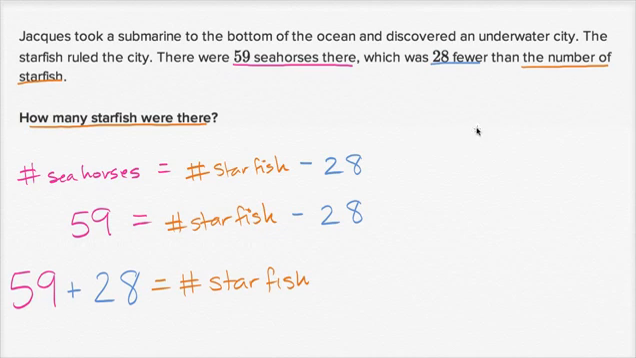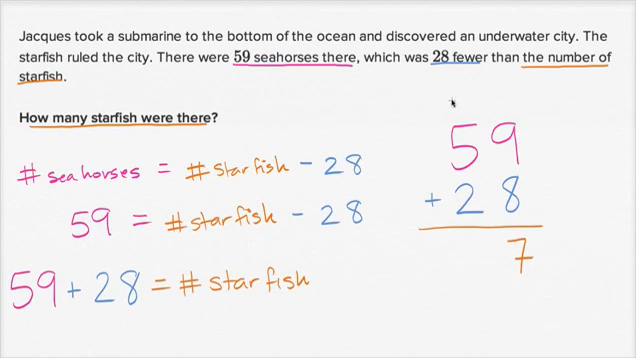So 59 is 5 tens and 9 ones. For 28, let's write the 2 tens in the tens place and the 8 ones in the ones place. We're adding, going from the number of seahorses and 28 more than that to get to the number of starfish. Let's first go to the ones place. 9 ones plus 8 ones is 17 ones. Write the 7 ones, and the 1 ten, you can think of it as carrying the 1, I wrote in the tens place.